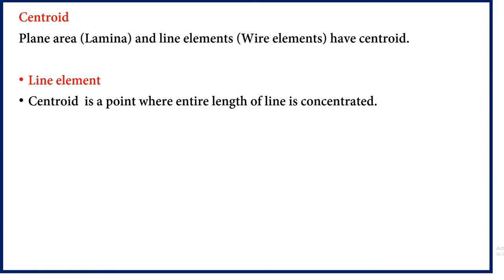So for the line element, the centroid is the point where the entire length of the line is concentrated. Now this is line AB, and the length of line AB is say L, and where is the CG? That is at L/2 from point A as well as from point B.